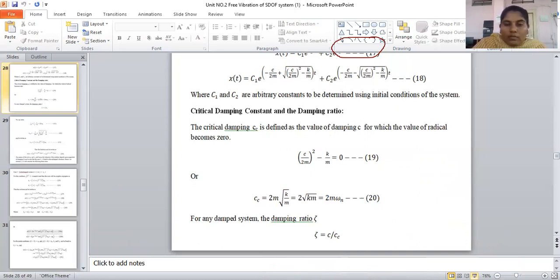So how to convert? Where is the value of this C? C by Cc value is there. Then that we have to convert in terms of the zeta. So we can write this: S1, S2 value is minus C by twice M plus or minus root of (C by twice M) bracket square minus K by M. That value we have to convert in terms of the zeta.